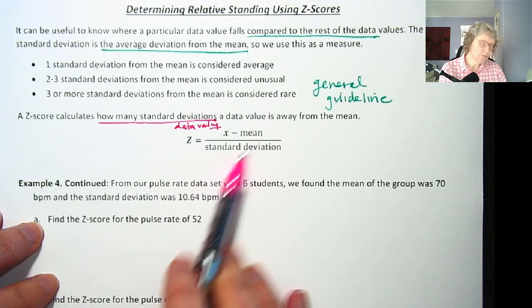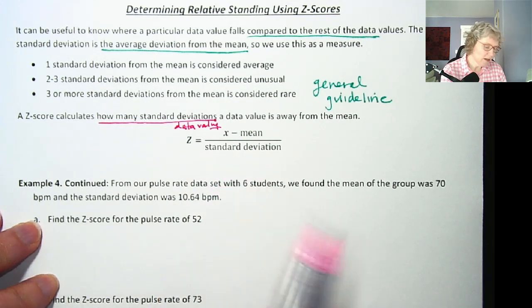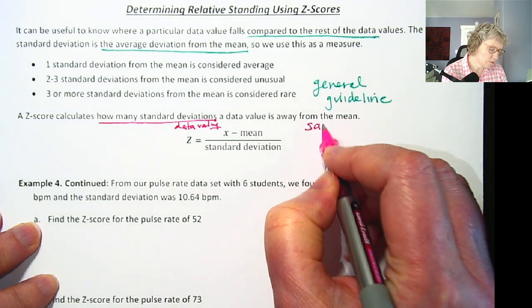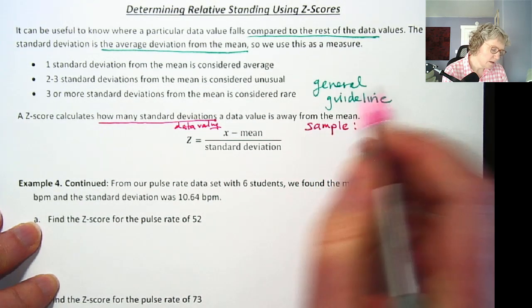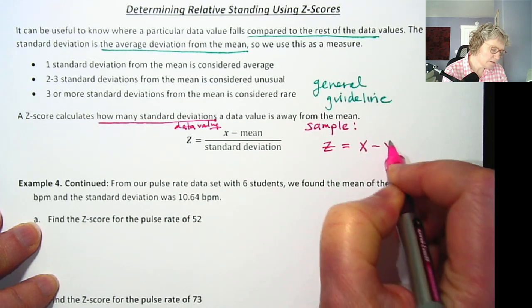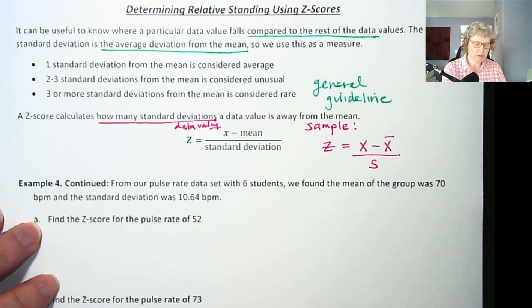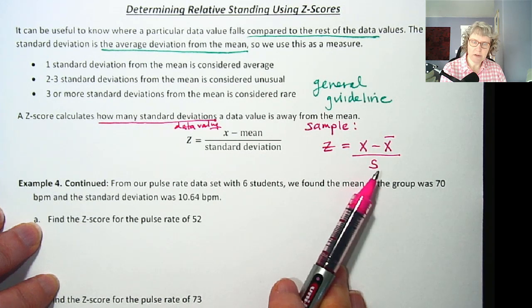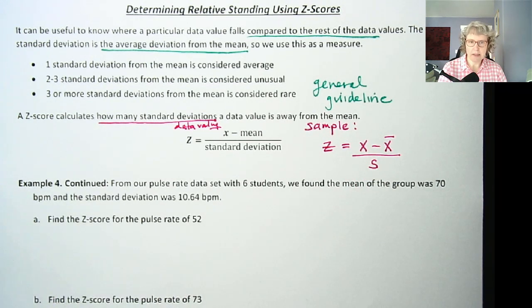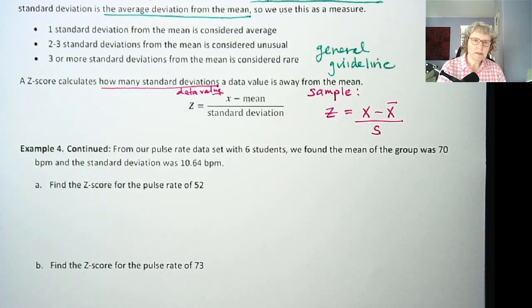Now, we have some different symbols depending on whether we're looking at a sample or a population. So I'm going to write it out for a sample because that's mostly what we have right now. Then we would write z equals x minus x bar, because that's our mean, divided by s. So you might see the formula like that as well. You might also see it with the mu and the sigma if it's in the context of a population or a theoretical distribution, but we'll get to that later. Okay, so let's do an example.